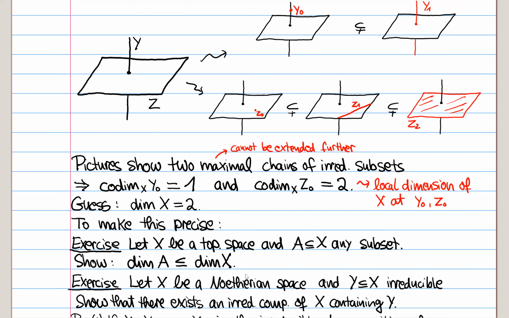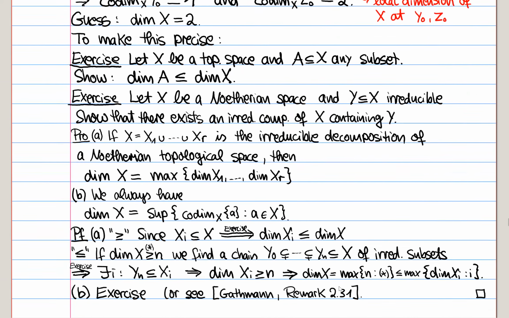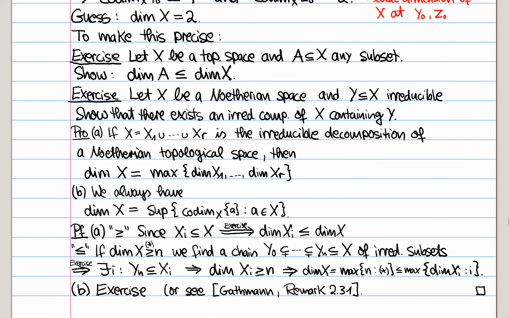And then the second exercise is that when X is a Noetherian space and Y is an irreducible subset, then the claim is there exists an irreducible component of X containing Y. So X being Noetherian means we have an irreducible decomposition. And then the claim is if you start with something irreducible, it will fit in one of the parts of this irreducible decomposition. Okay. And we're going to use these exercises in the following proposition.